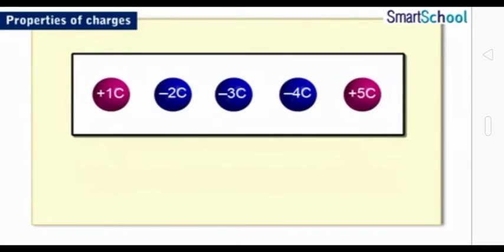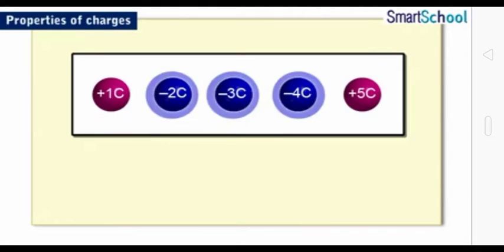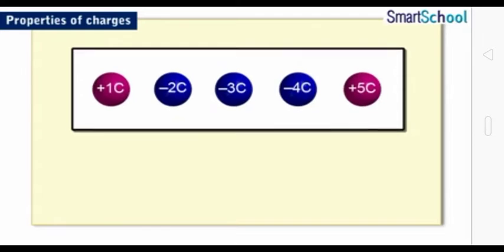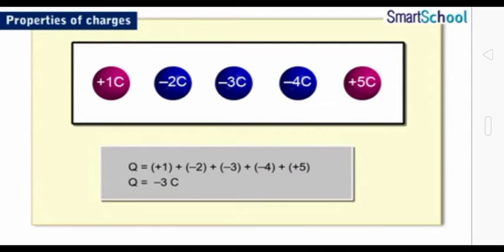It is important to note that while adding the charges, proper signs should be used. That is, positive sign for a positive charge and a negative sign for a negative charge. We can determine whether a body is charged positively or negatively by finding the algebraic sum of all charges on the body. For example, if a body is given 5 charges all in Coulomb, say +1, -2, -3, -4, +5, the sum is equal to -3 C, which means it is a negatively charged body.